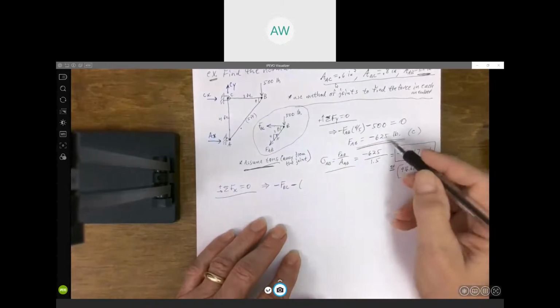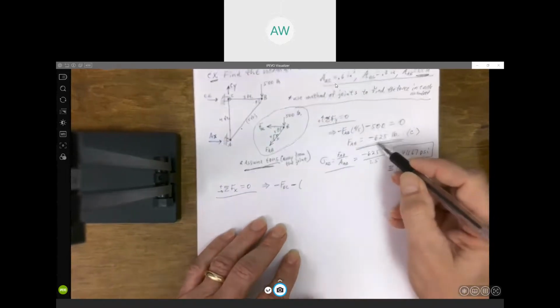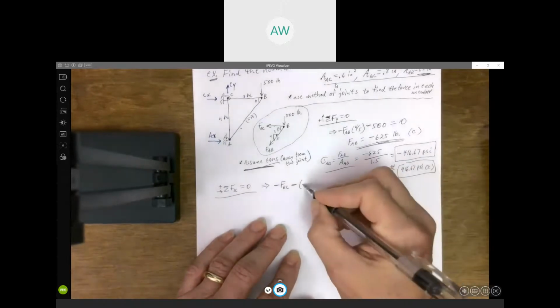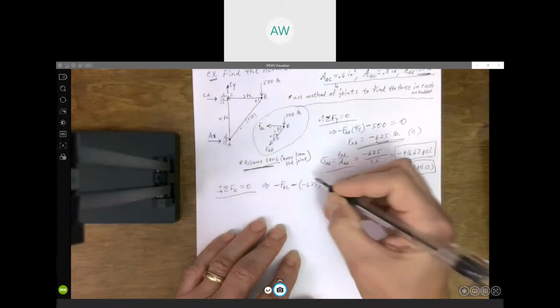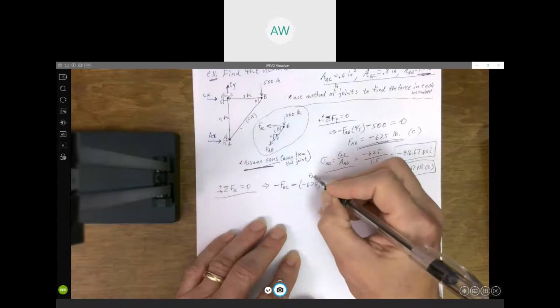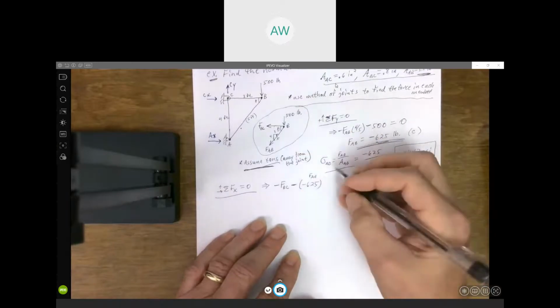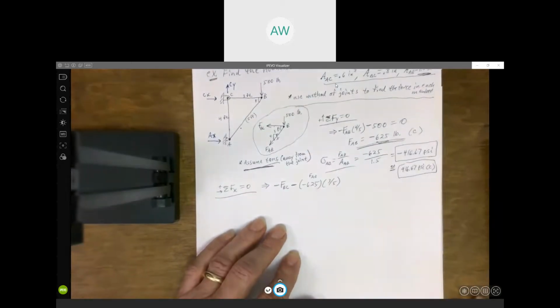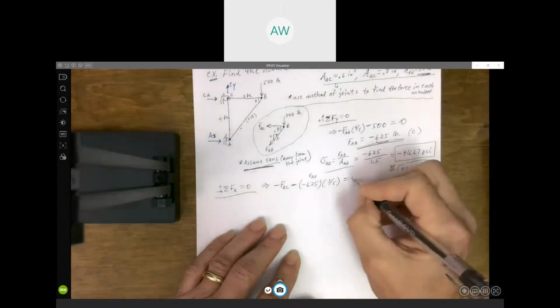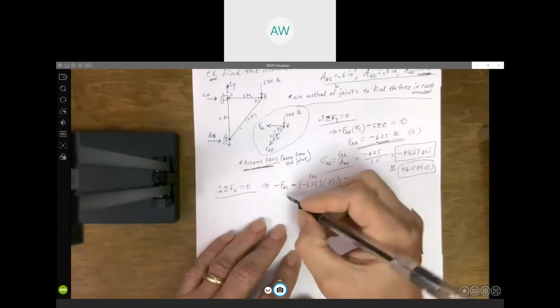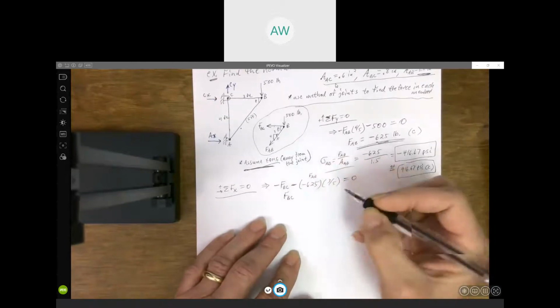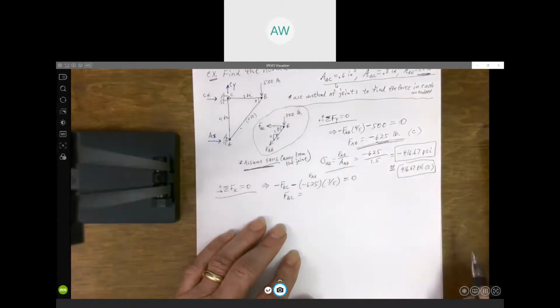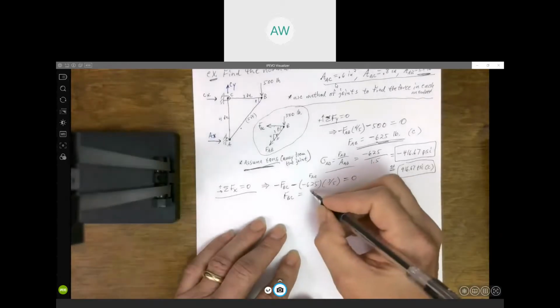Here's where we have to bring our negative along. We found force AB was negative 625, so that's force AB times cosine of theta, which is 3/5. I believe that's everything, and it adds up to 0. Solving for force BC, it comes out positive. I got 375 pounds.